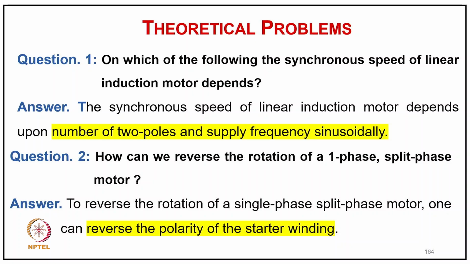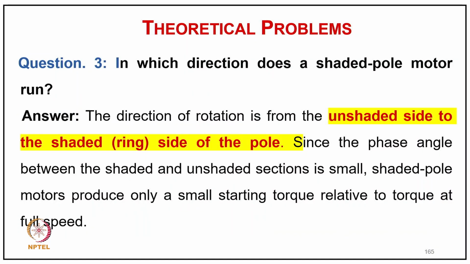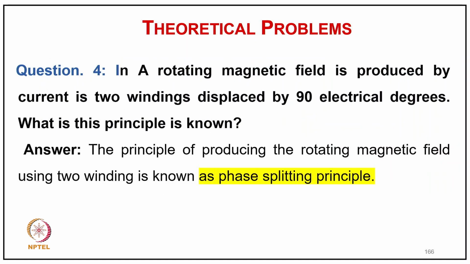Question 2: how can you reverse the rotation of a single phase split phase motor? To reverse the rotation of a single phase motor, one can reverse the polarity of the starting winding or the auxiliary winding, not both. Question 3: in which direction does the shaded pole motor run? The direction of rotation is from the unshaded to the shaded portion of the pole. Since the phase angle between the shaded and unshaded portions is small, the shaded pole motor produces only a small starting torque relative to the torque at full load.